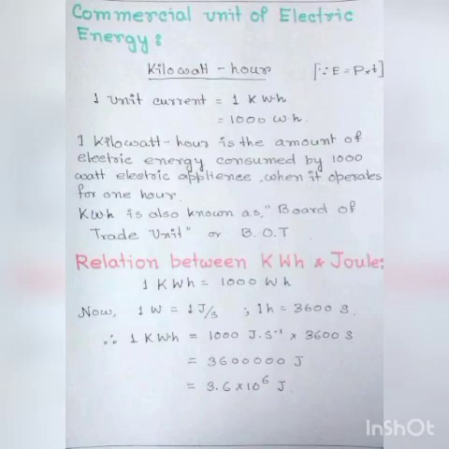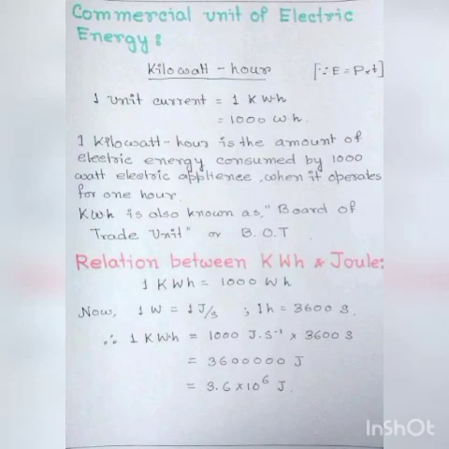And 1 unit current actually means 1 kilowatt hour. In our daily life, we use this term 1 unit current. Here 1 unit current means 1 kilowatt hour, which equals 1000 watt hour. So 1 kilowatt hour is the amount of electric energy consumed by a 1000 watt electric appliance when it operates for 1 hour. And kilowatt hour is also known as Board of Trade Unit or BOT.